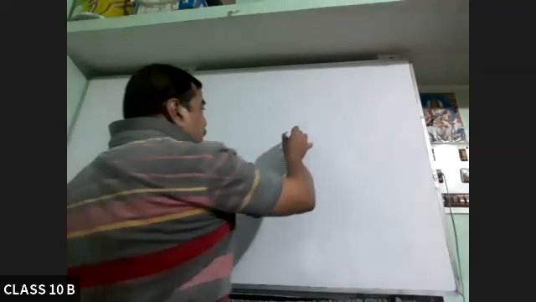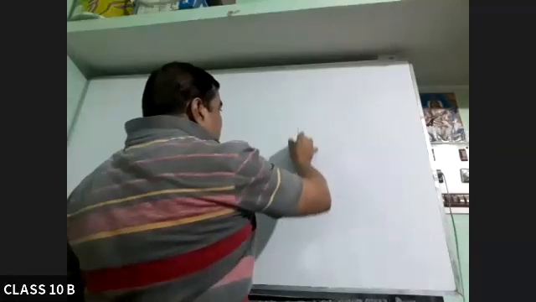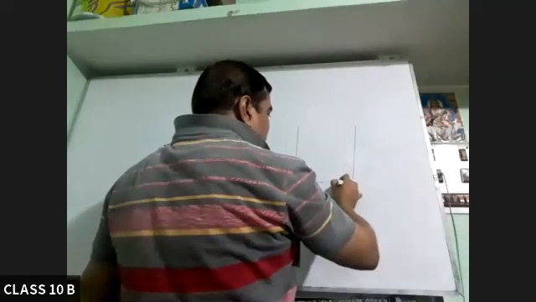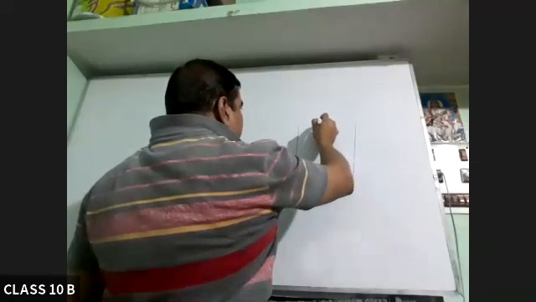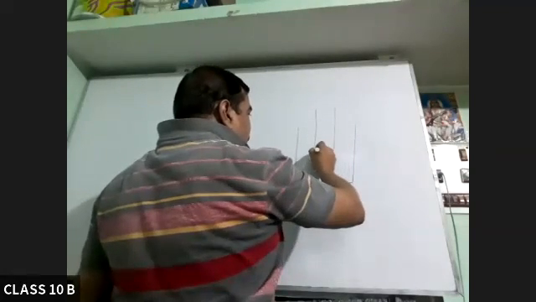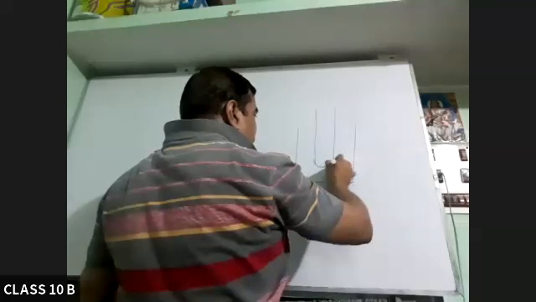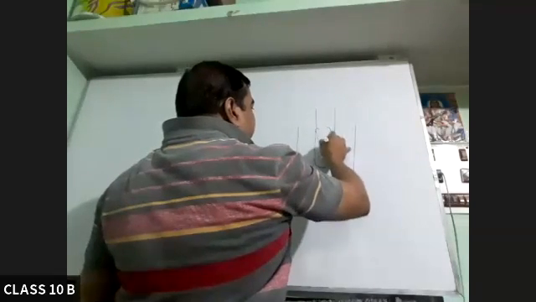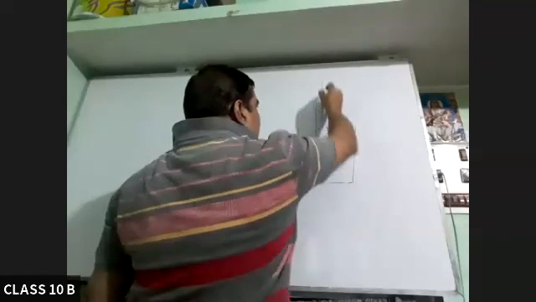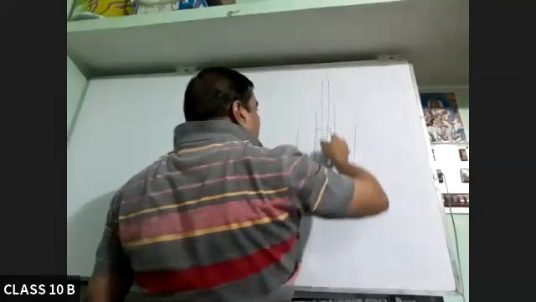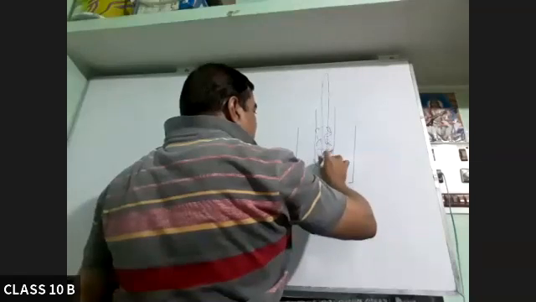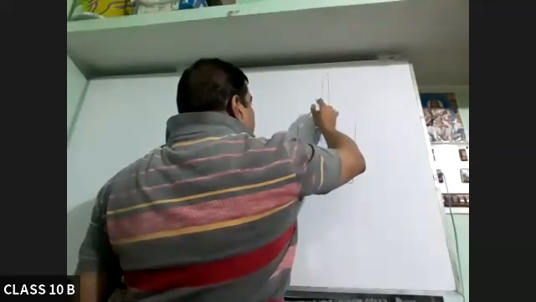Suppose we are determining the melting point of wax. In class 8, we have seen this experiment. Some wax is taken in a test tube, and one thermometer is also inserted. We do not have to see the experiment, only understand what it means.